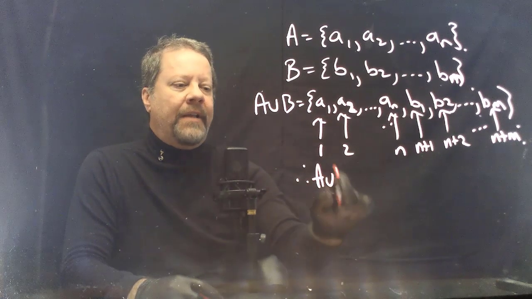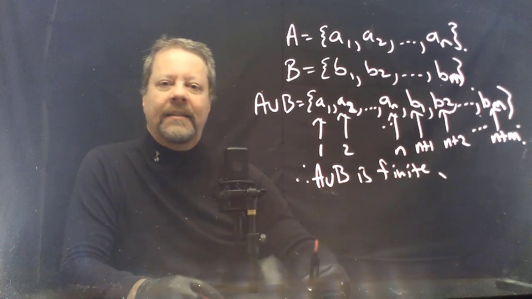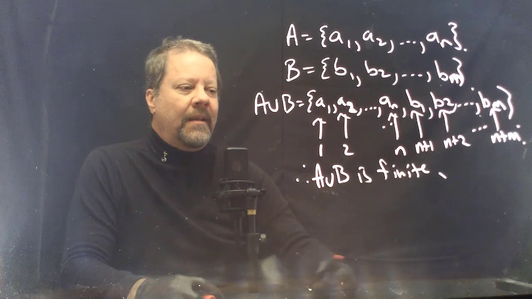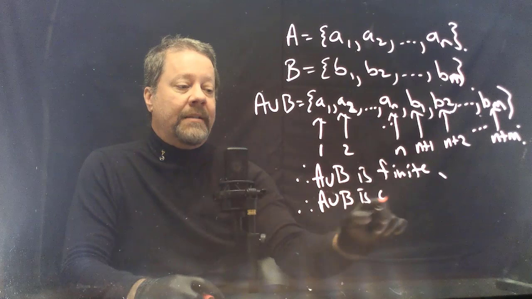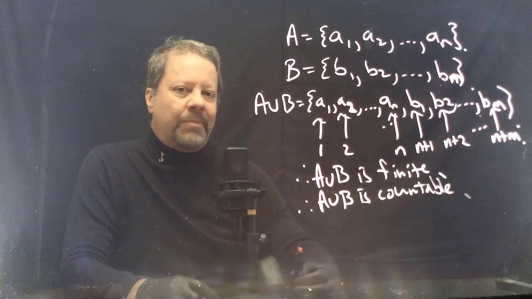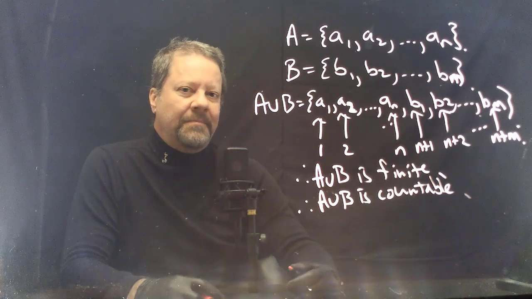Therefore, A union B is finite. Its cardinality will in fact be n plus m. And hence, A union B is countable, because a set is countable if and only if it is either finite or countably infinite.